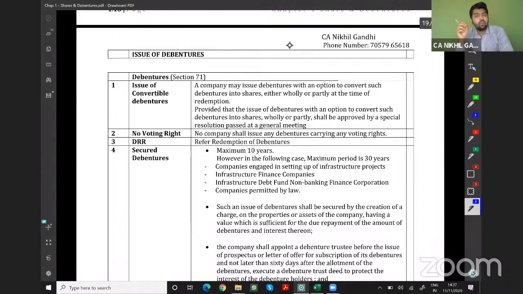Section 71, issue of convertible debentures. Any company may issue convertible debentures with the option to convert such debentures into shares, either wholly or partly, at any time of redemption, provided that the issue of debentures with the option to convert such debentures into shares wholly or partly shall be approved by a special resolution passed at the general meeting. They will not receive any voting rights. DRR, we will refer to this below.